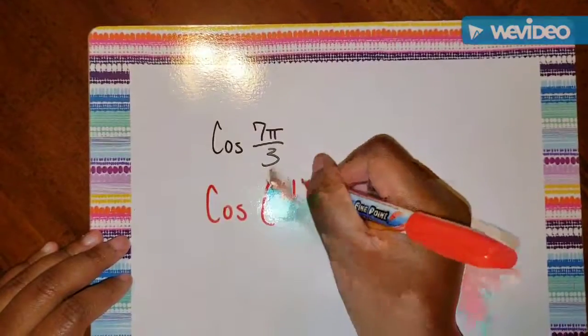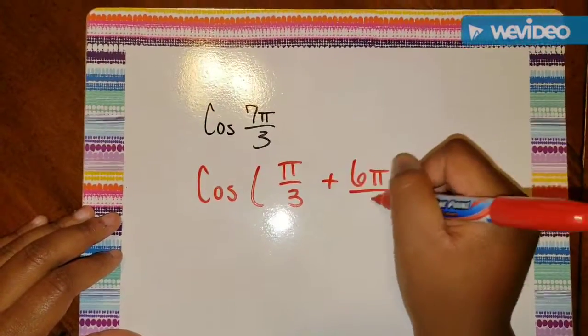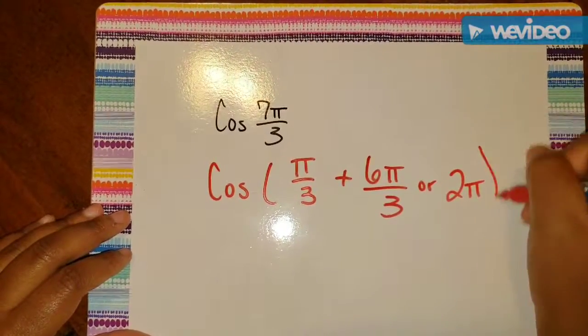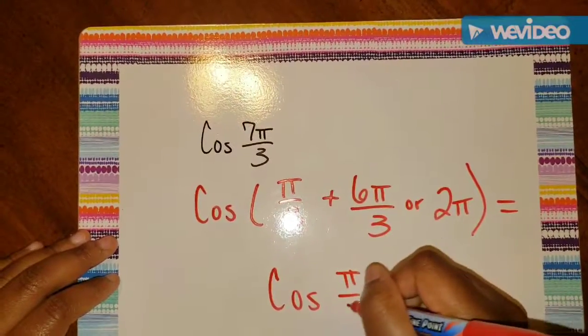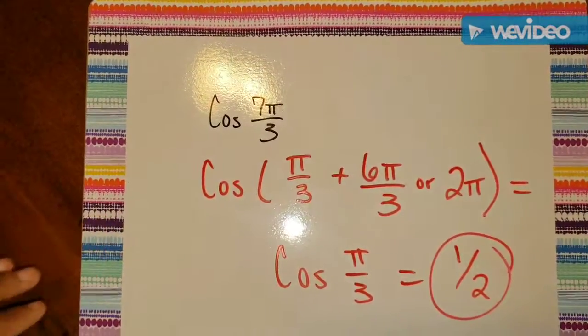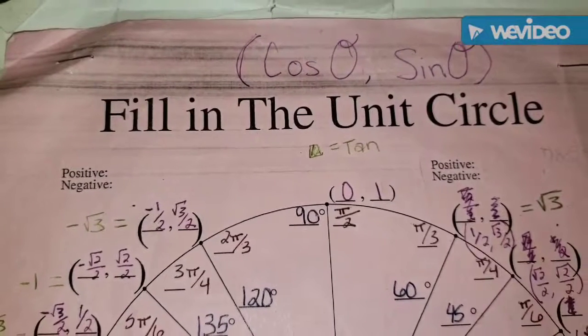All right, so cosine 7 pi over 3 breaks down to pi over 3 plus 6 pi over 3. Again, that 2 pi just cancels out. So we get cosine pi over 3, and that equals 1/2 looking at our unit circle. And we'll go to cosine pi over 3, which is 1/2.